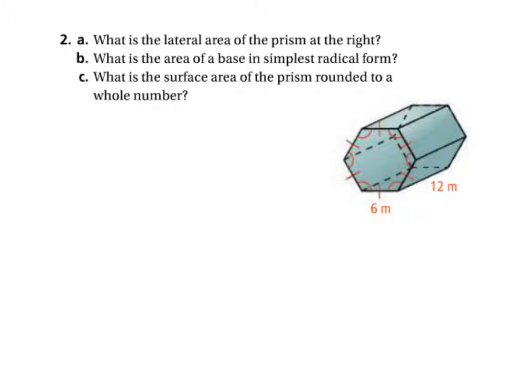I don't really need to do this as answer to A, B, and C. They're just kind of hinting at the process. So I'm going to start off with my surface area formula. And I know that it's the perimeter times the height plus 2 times the area of the base.